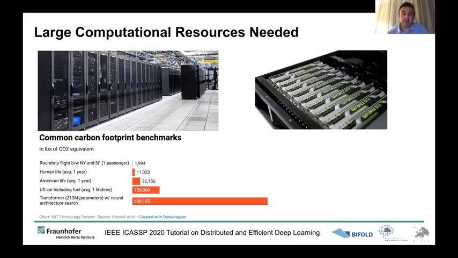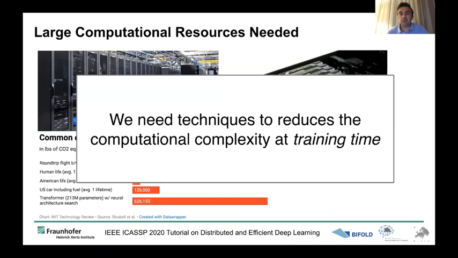So this figure shows you that we need to reduce computational complexity. We cannot simply train deeper models, bigger models, and waste resources for that. So we need techniques to reduce the computational complexity at training time.